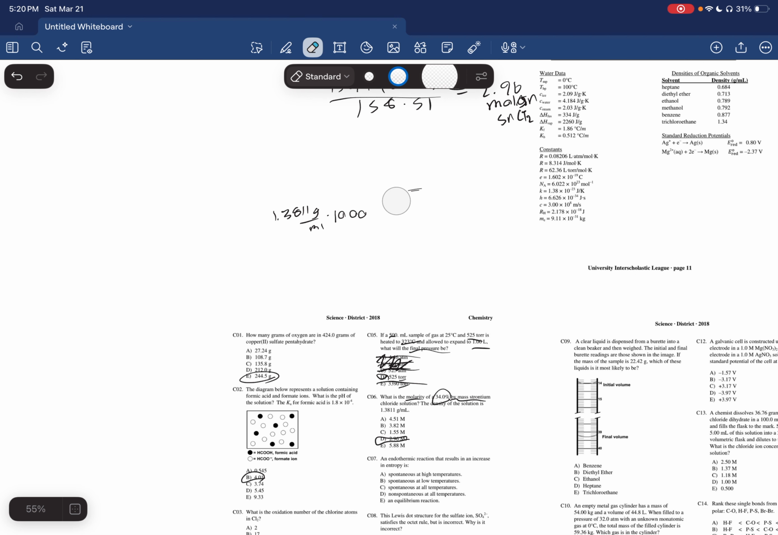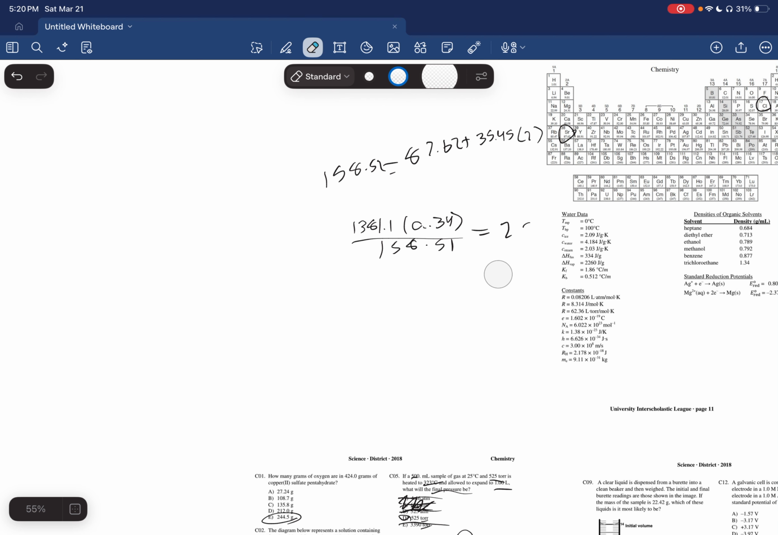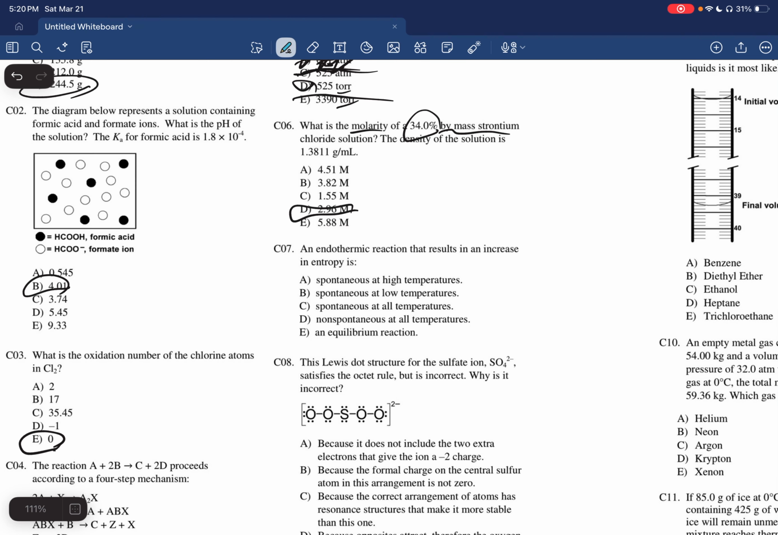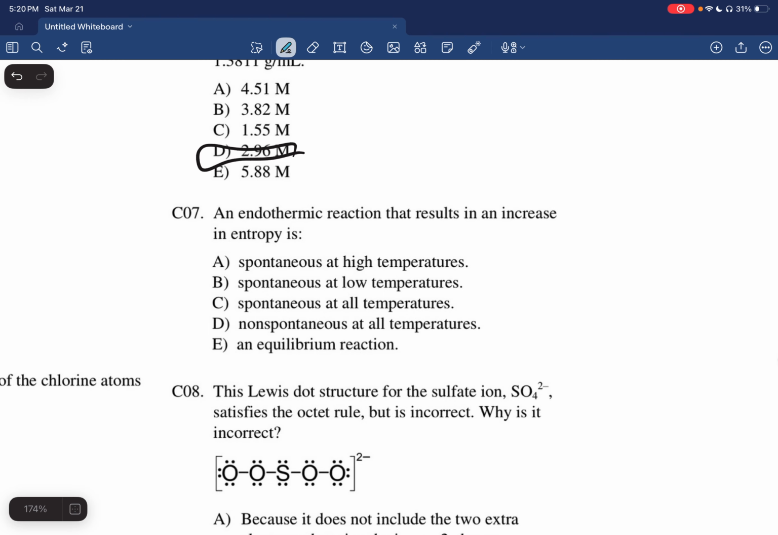So again, not a bad question. You just need to know that in those types of questions, you can assume that you have 1 liter of solution, and that'll make it a lot easier. You could also assume you have 100 grams, but I don't know, it just makes things a lot harder, in my opinion. But that's another way to do it.